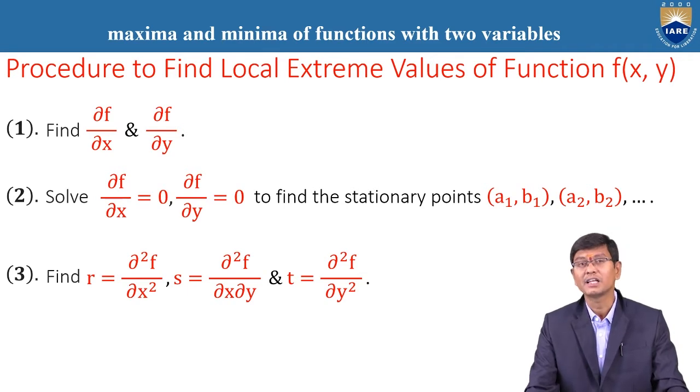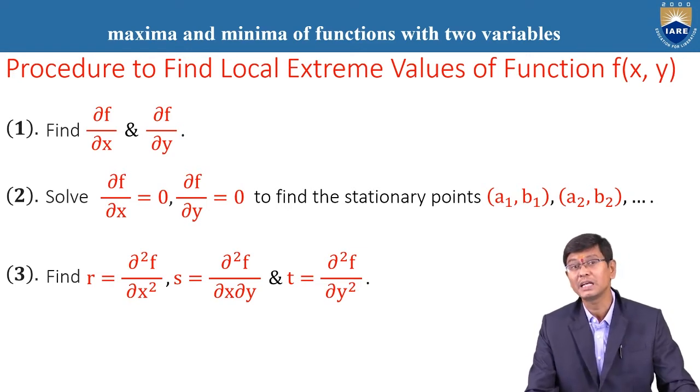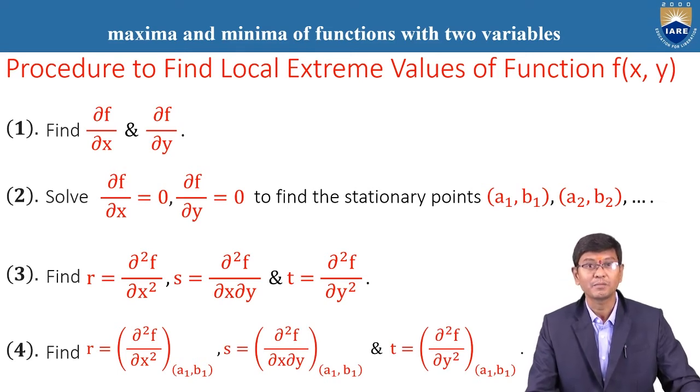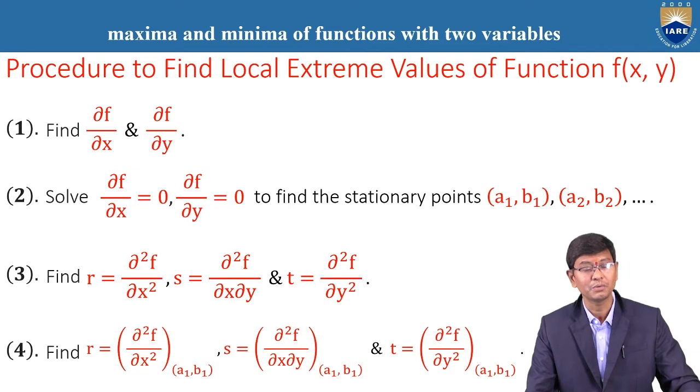The meaning of r is the second derivative with respect to x, that is ∂²f/∂x², s is ∂²f/∂x∂y, and t is ∂²f/∂y². First of all, we need to find the first order partial derivatives, and again the second order partial derivatives. One is p, q, and the second is r, s, t.